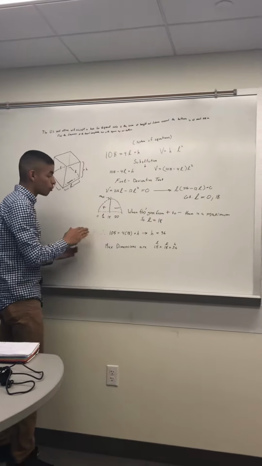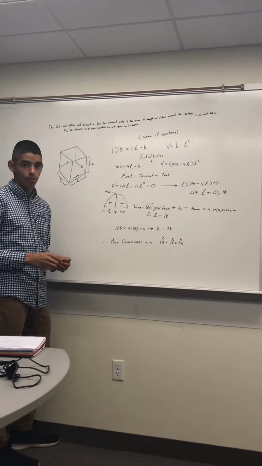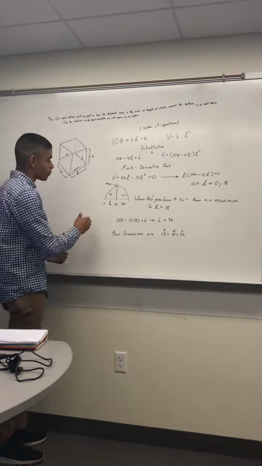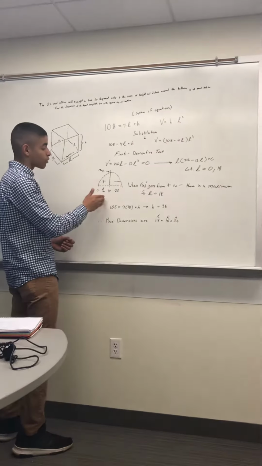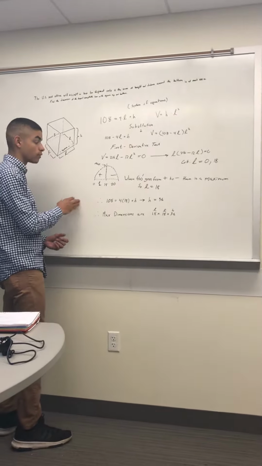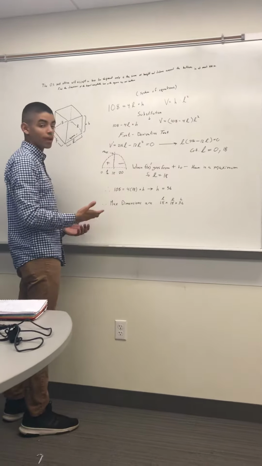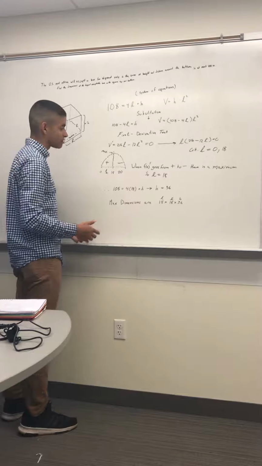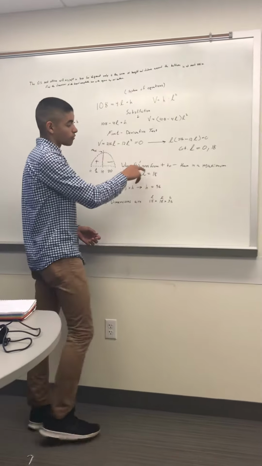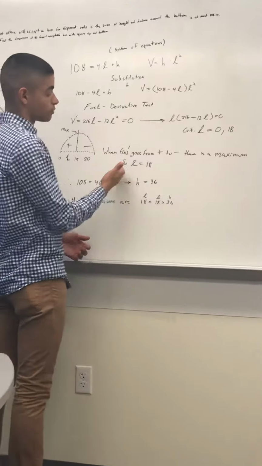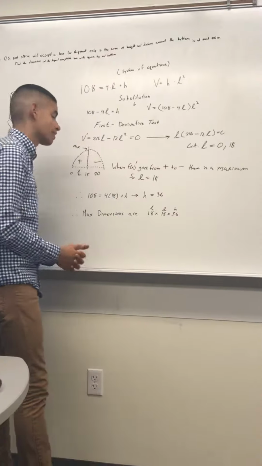One of the proofs that we've learned in class is that when using a first derivative test at a critical value, if your derivative goes from positive to negative, then that critical value is a max. So whenever f prime goes from positive to negative, there's a maximum value, so your length is 18 at your maximum value.